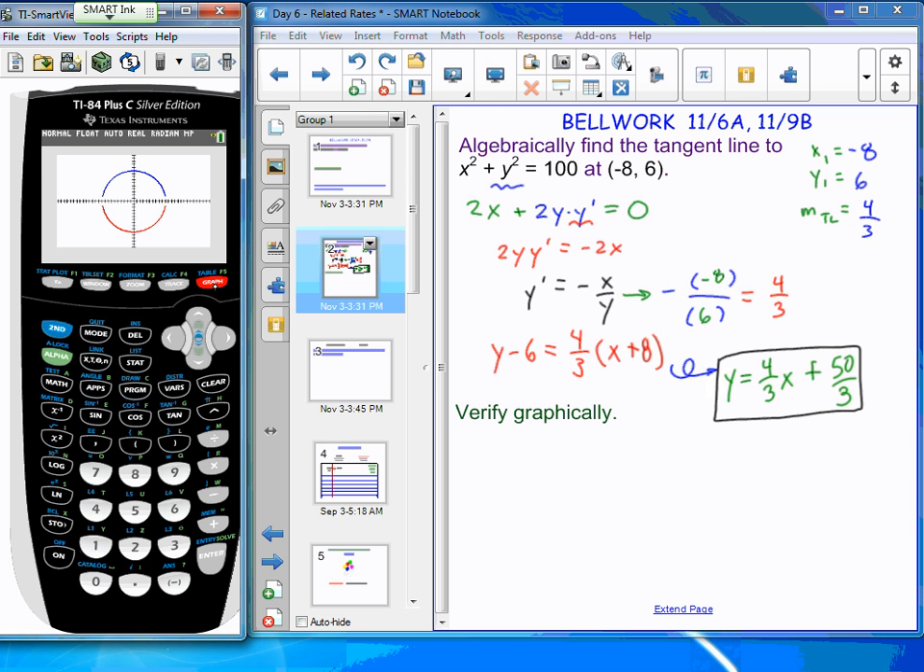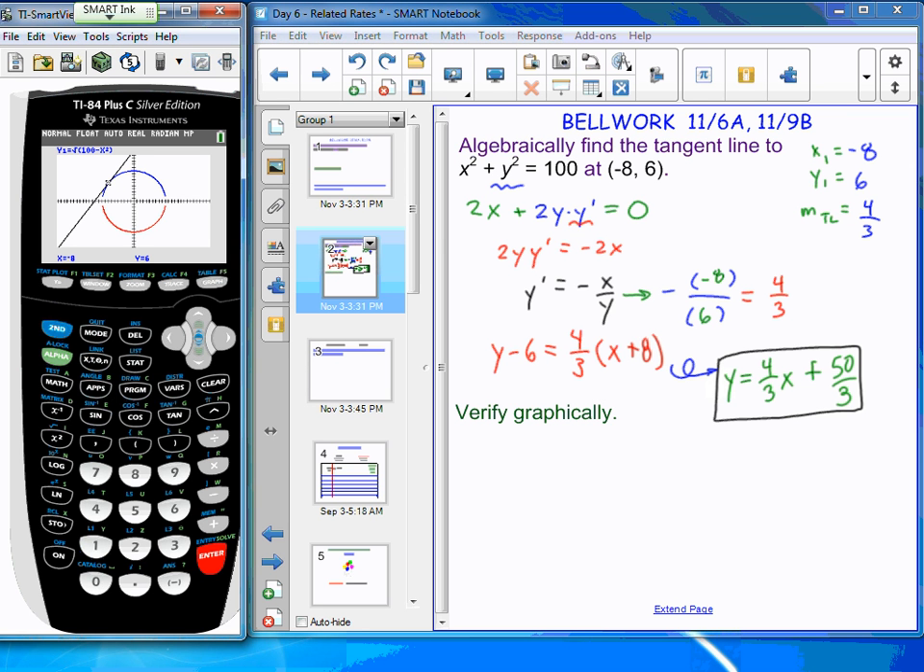Okay, moment of truth. If we're right, then that should touch the point negative 8 comma 6, and I can verify by doing trace. Negative 8, enter. And it looks to me like the cursor has jumped on the point of tangency. So it looks like we did a pretty good job.